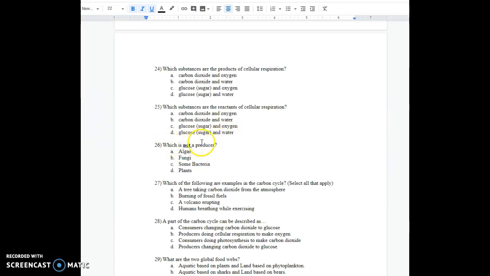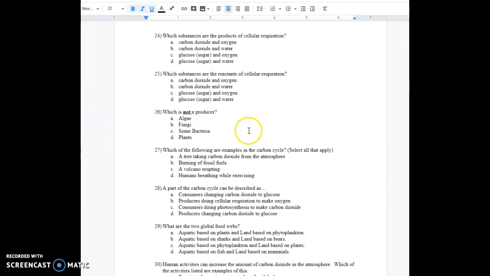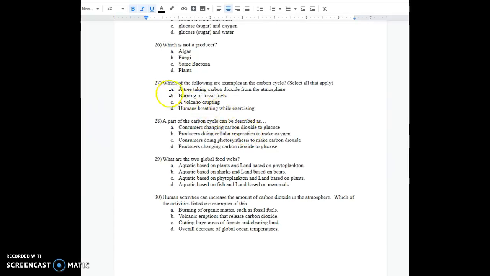26. Which is not a producer? A, algae. B, fungi. C, some bacteria. Or D, plants. 27. Which of the following are examples in the carbon cycle? Select all that apply. It means there's going to be more than one answer.